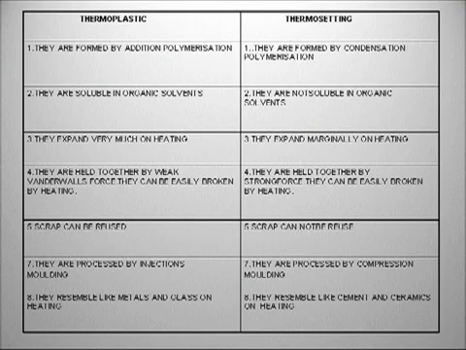Now, let us see the difference between thermoplastics and thermosetting plastics. Thermoplastics become soft on heat and hard on cooling. The whole operation is reversible. Thermosetting plastics become hard on heating and cannot be softened on cooling. The whole operation is irreversible. Thermoplastics are formed by addition polymerization. Thermosetting plastics are formed by condensation polymerization reaction.